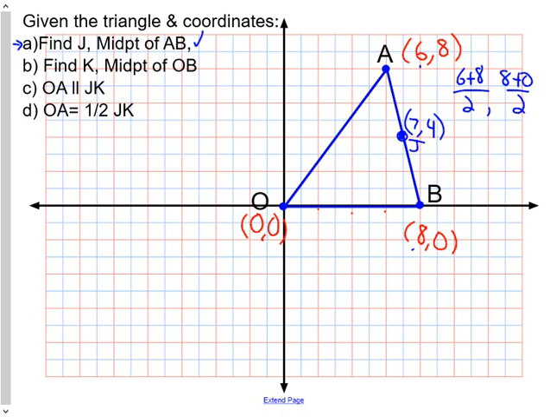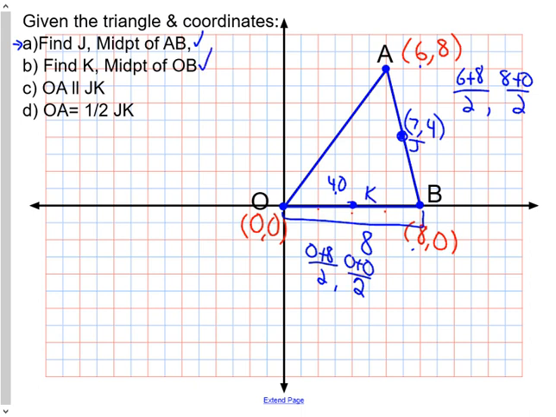Next, we need to find K, the midpoint of OB. OB is this segment, and it's 8 long. We can count that: 1, 2, 3, 4, 5, 6, 7, 8. So where are we at? We're at 4. You could also do the math, but realize there are more zeros than numbers that aren't 0. So this would simply be 4, 0 for point K. So checking that one off.